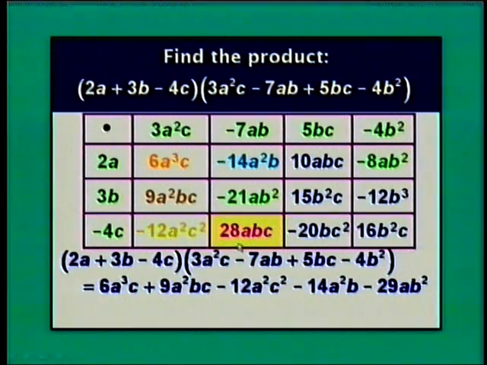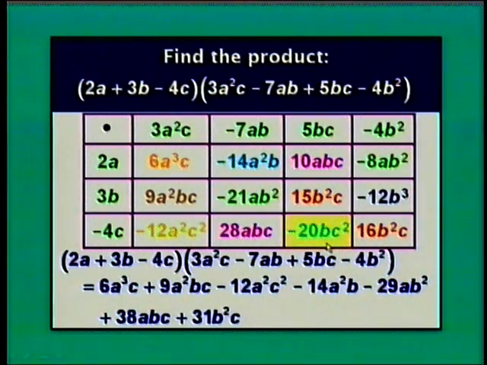What about 28abc? Does this have any like terms? Yes, there's a 10abc in the table. When I add 28abc and 10abc, I get 38abc. What about 15b squared c? Does this have any like terms? Looking through what's left of the table, it does, 16b squared c. When I add 15b squared c and 16b squared c, I get 31b squared c.